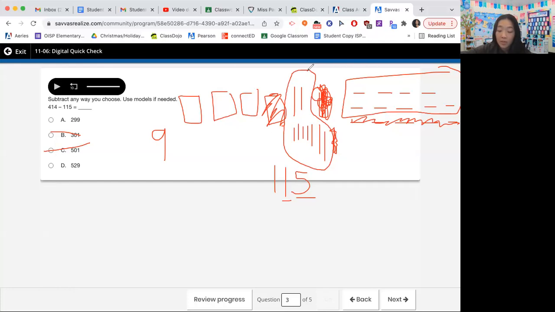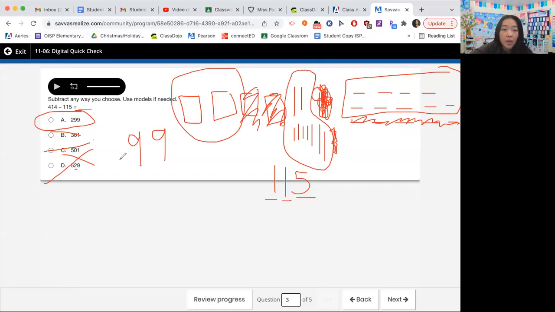How many tens do we have left, boys and girls? 9. 9, very good. So we know that the answer must be A because D has a 2 in the tens place. But let's just make sure. We have to take away 100. How many hundreds do we have left? 2. 2. So our answer is 299.